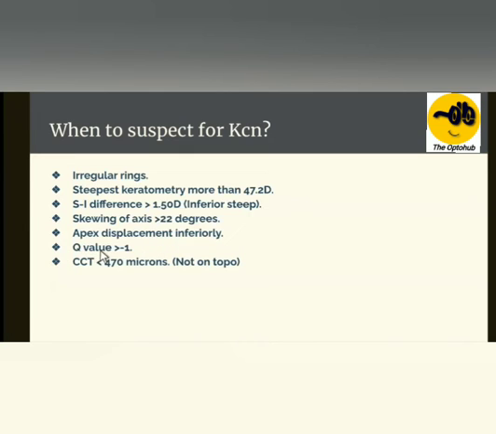And the q value of more than -1, but q value may not be more than -1 in many cases of keratoconus. So this can be an optional parameter, but when you are dealing with cornea tomography reports, in such cases q value beyond -1 becomes significant. And the CCT of less than 470 microns; definitely we cannot measure the CCT, the central corneal thickness, on the topographer. So in such cases, you might have to use a pachymeter or some other equipment.